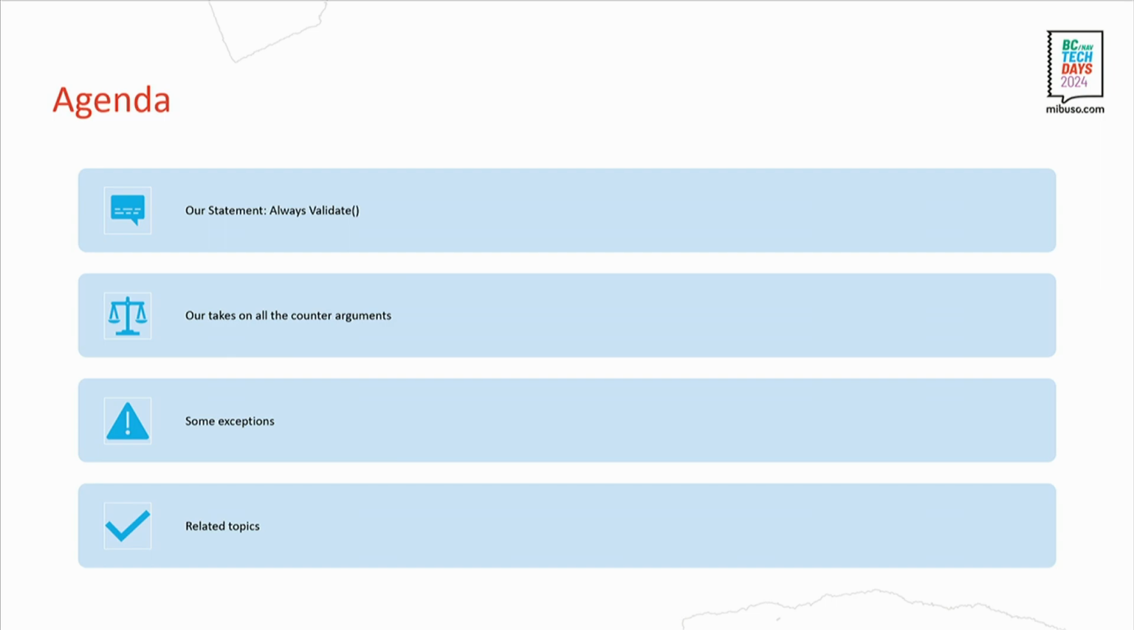And then, of course, there are always at least some exceptions to the rule, so we're going to cover those as well. And at the very end, if we still have some time, we might do a longer Q&A. If there is time left, we have some related topics that are in the same scope, but not directly validate triggers.